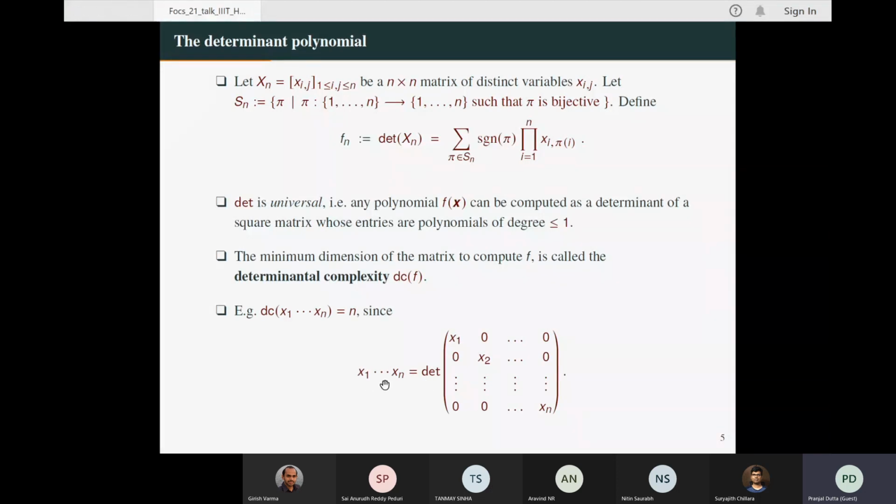For example, look at x1 up to xn, a monomial. I claim that this is the determinant of the diagonal matrix with just xi on the diagonal and all other entries zero. So of course, from this example, it is clear that the determinantal complexity of x1 up to xn is at most n. This is exactly n, because if it is n minus 1 cross n minus 1, it cannot even compute an n degree polynomial. See, x1 up to xn has degree n, and if the dimension is n minus 1 cross n minus 1, since the entries are linear, it can never compute an n degree polynomial. So it has to be exactly n. So this is also a measure that we can talk about, which is determinantal complexity.